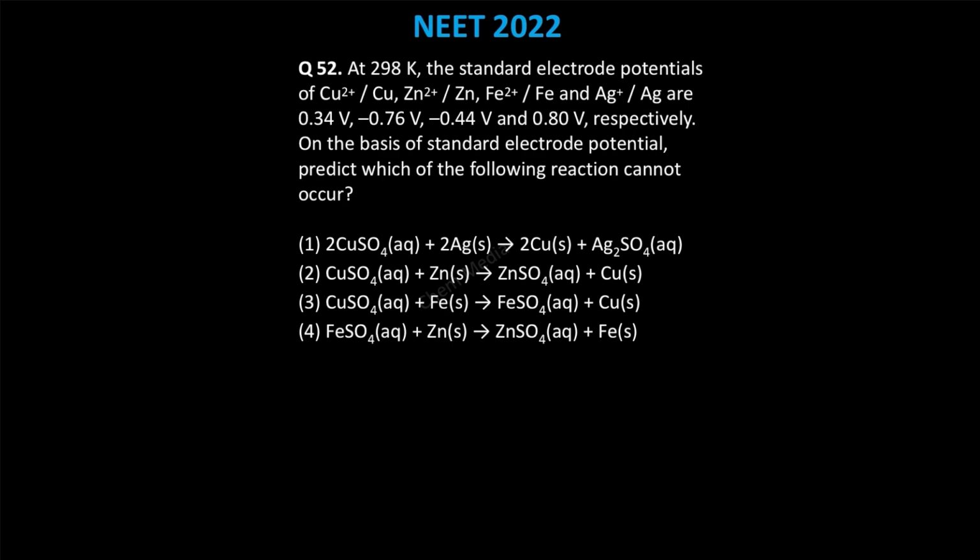Number 2, look for the standard electrode potentials. Are they standard reduction potentials or standard oxidation potentials? That's what you should look for. Everything given here is a standard reduction potential, either gaining 2 electrons or 1 electron.